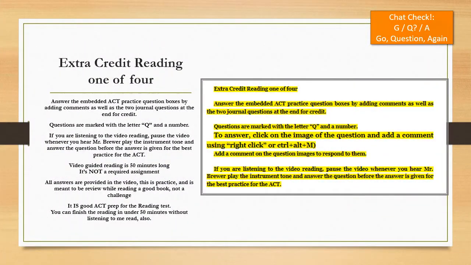All right, this extra credit reading is one of 4. I'm going to be doing 4 of these because they do cost me a lot of time to put together too. You're going to answer the embedded ACT practice questions by adding comments, as well as there's 2 journal questions at the end. The questions are marked with the letter Q and a number.